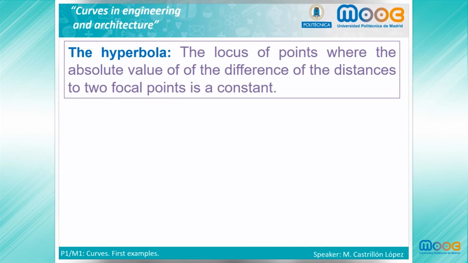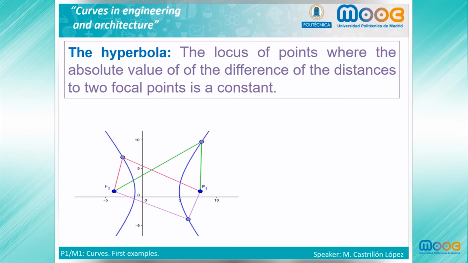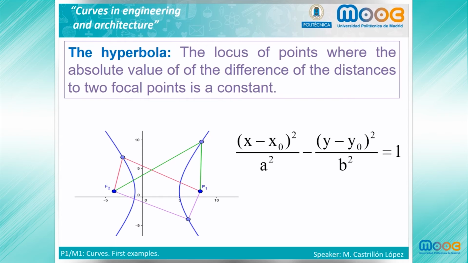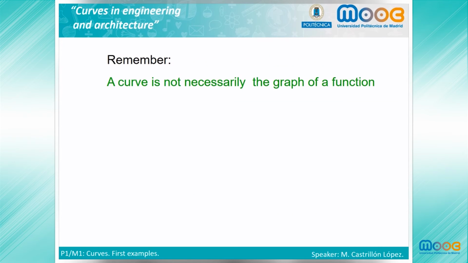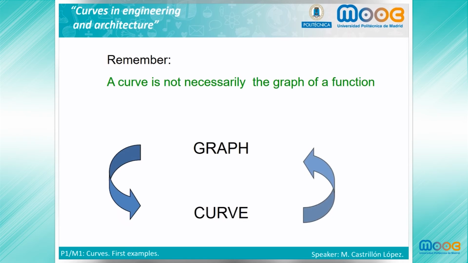Another curve appearing in this context is the hyperbola. This consists of the set of points such that the difference in absolute value of the distances to 2 points, the foci, is constant. Although we have already mentioned it, we insist on the fact that the graph of a continuous function is always a curve, but a curve is not necessarily a graph of a function.